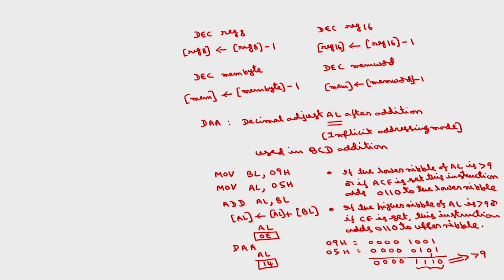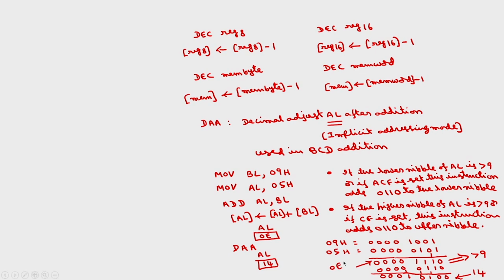So, this instruction will add 6 to the lower nibble, whereas for the upper nibble, the carry flag is not set and the result is not greater than 9. So the DAA instruction will not add anything there, only 0000 will be added. What will be the result now? Because it is greater than 9, add 6. 1 plus 1 is 10, 1 plus 1 plus 1 is 11, 1 plus 1 is 10, giving 00010100. This is nothing but 14.